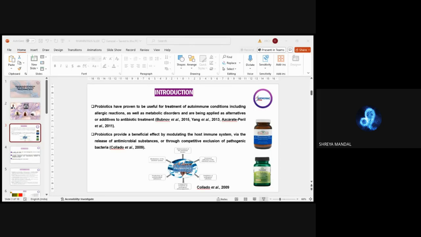We can say that probiotics provide a beneficial effect by modulating the host immune system through the release of antimicrobial substances or through competitive exclusion of pathogenic bacteria. So these are the probiotics' usefulness: enhancement of the epithelial barrier and inhibition of pathogenic bacteria.